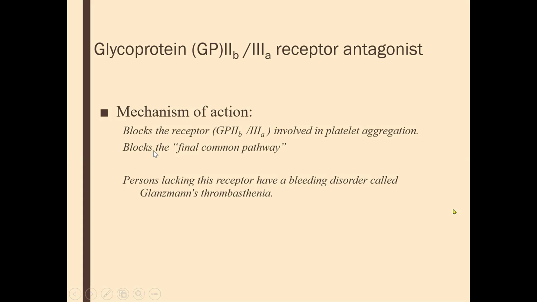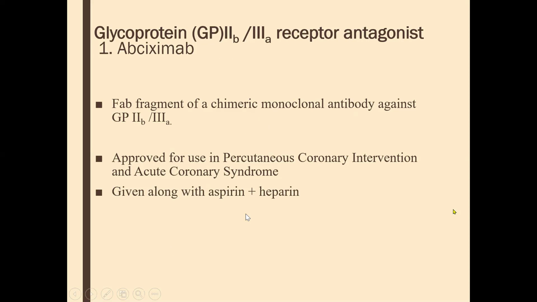And in fact, there is a disorder called Glanzmann's thrombasthenia, right? This is a bleeding disorder wherein persons lack this receptor, the 2B3 receptor. It's an inherited disorder, and that disorder is called Glanzmann's thrombasthenia. Just for your knowledge, right?